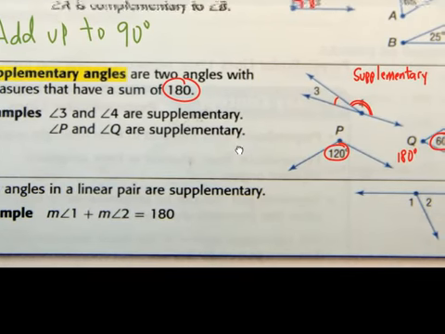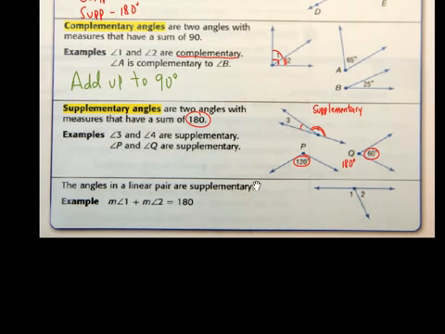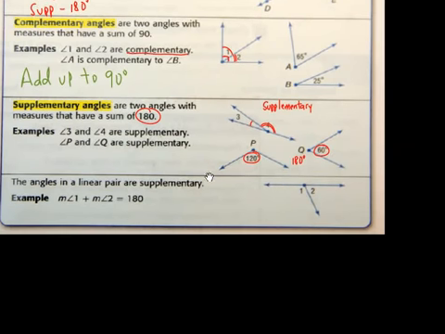Let's see what we got here. We've kind of discussed this already, but they throw it in here. It says the angles in a linear pair are supplementary. We just talked about that with this 3 and 4, okay? So look at 1 and 2. Angle 1 is here, angle 2 is right here, and they're a linear pair, and so they're supplementary, which means they add up to 180. So I can say that angle 1 plus angle 2 equals 180 degrees.